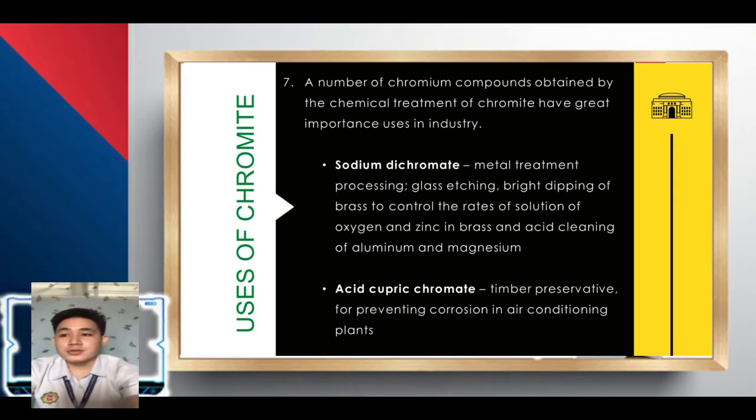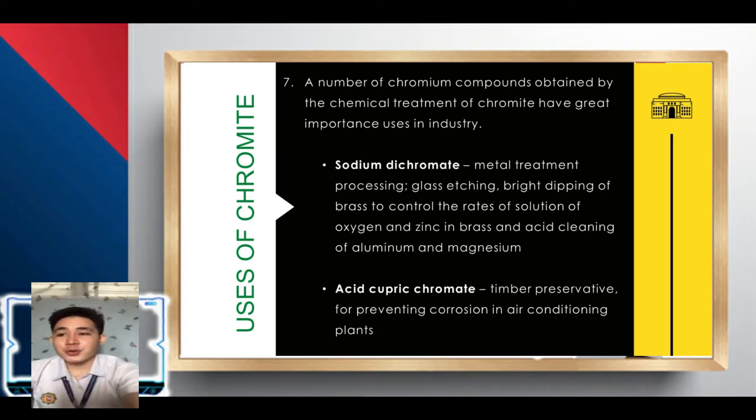Number 7, a number of chromium compounds obtained by the chemical treatment of chromite have great importance uses in industry. So, sodium dichromate: metal treatment processing, glass etching, bright dipping of brass to control the rates of solution of oxygen and zinc in brass, and acid cleaning of aluminum and magnesium. One of its applications is that the sodium dichromate is used to prevent the corrosion of metallic surfaces as well as the color of the glass production.